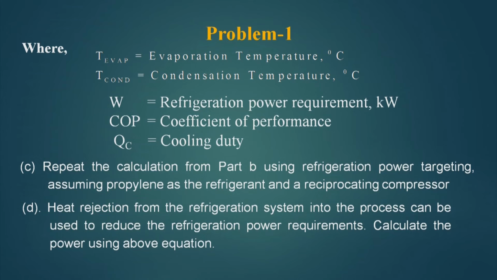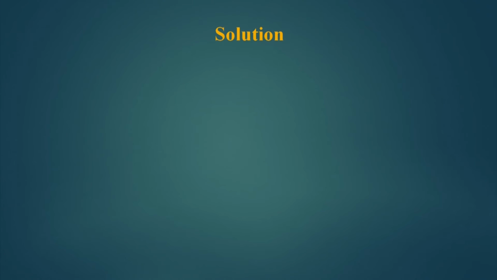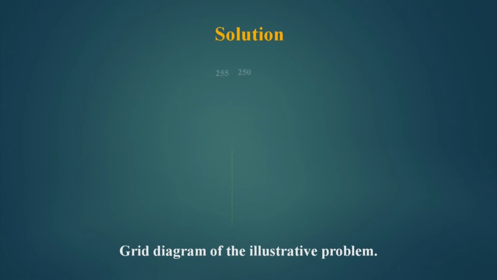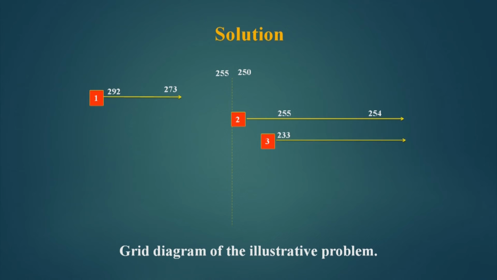In part D, the heat rejection from the refrigeration system into the process can be used to reduce the refrigeration power requirement. Calculate the power using the above equation. We will use that equation which we just talked about. So, this is the grid diagram of the illustrated problem.